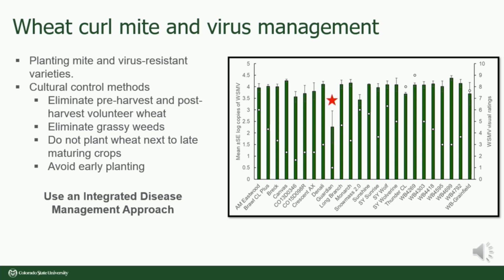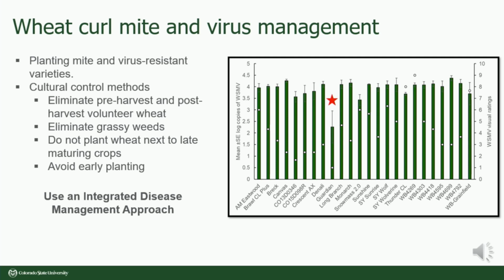So what do we do to control the wheat curl mite and the virus? The most effective way is, of course, planting mite and virus-resistant varieties. And we're very fortunate with our breeding program led by Dr. Scott Haley and the Plains Gold varieties. We have a very nice set of varieties that provides benefit or help to the growers.